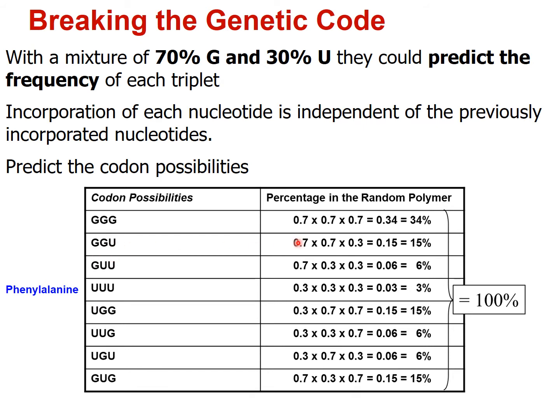You can figure this out for GGU. Again, you would have a 70% chance of getting G at the first position, 70% at the second position, but only a 30% chance of getting U at the third position. That's going to come out to be 15%. Then you can see the same reasoning: one G at 70%, two U's at 30% each, and you come out to 6%. Now, the one that we know about, UUU, which we already know encodes phenylalanine, there's going to be a 3% chance of that happening. You figure out all these different permutations, and they will add up to 100%.